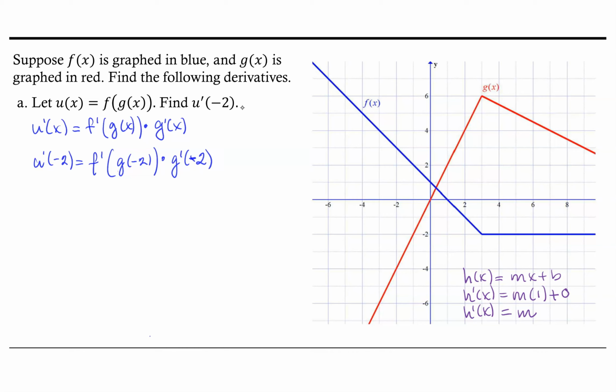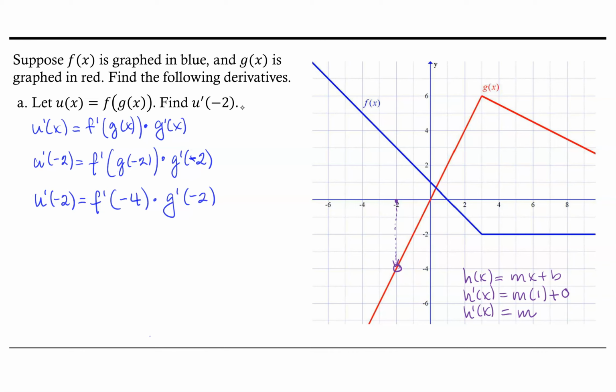So I'm going to come over here to our graph. Here's -2 on the x-axis. I'm going to go down to the g function in red, and I need the function value of that g function at -2. We can read that from the graph. We can see that g of -2 is equal to -4. So at this point, we have u prime at -2 is equal to f prime of -4 times g prime of -2.